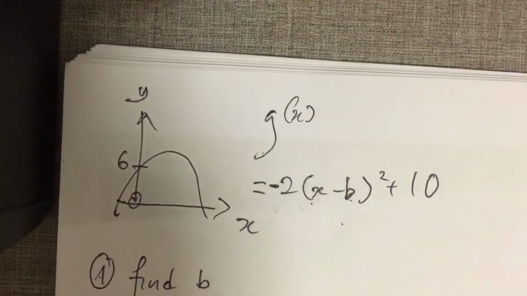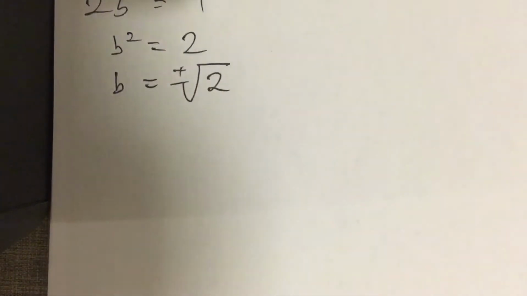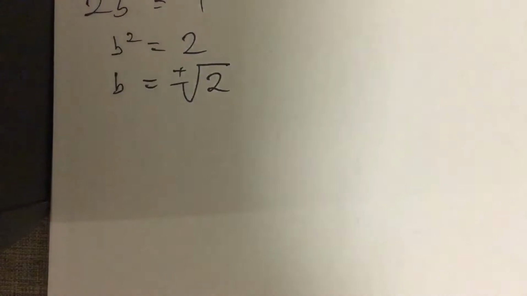Alright, and you look at the picture. Basically you've already found b, so b could be positive or negative square root of 2.